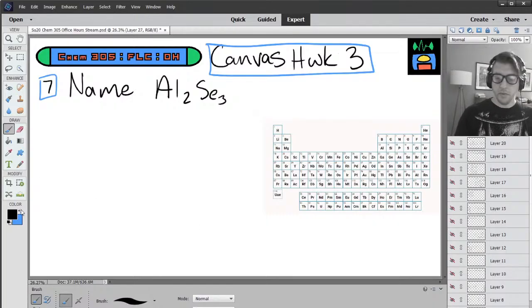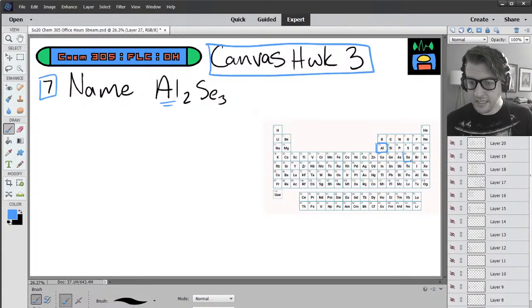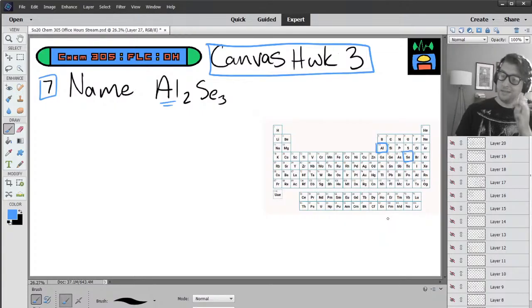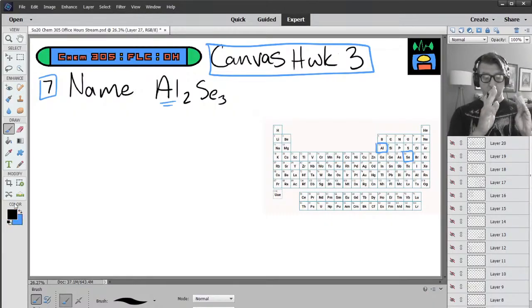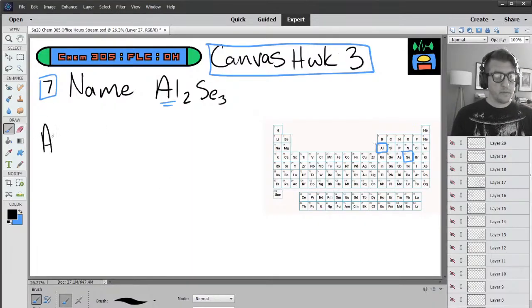So aluminum, you'll notice, is a main group metal. Selenium is a main group non-metal. The way you name ionic compounds is name of the cation, name of the anion. Because aluminum's main group, we don't need to worry about the charge. So this is going to be aluminum.